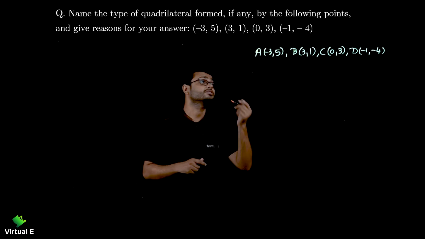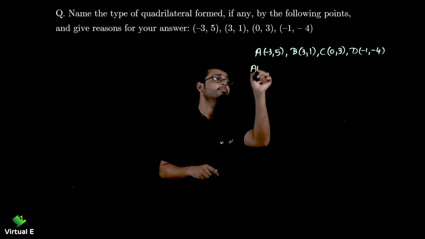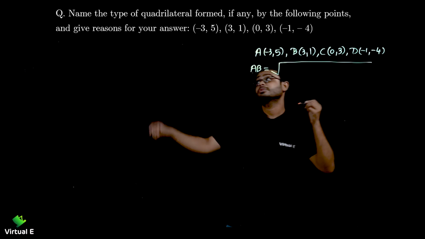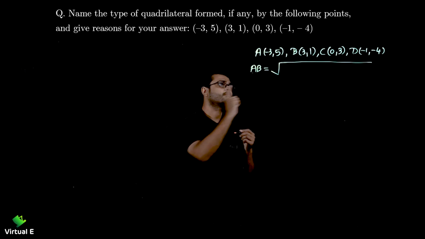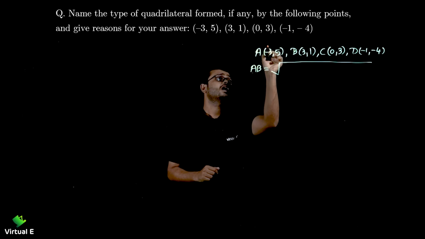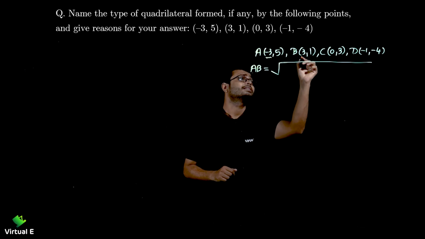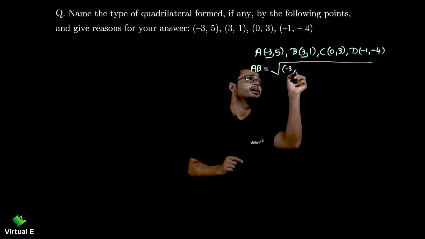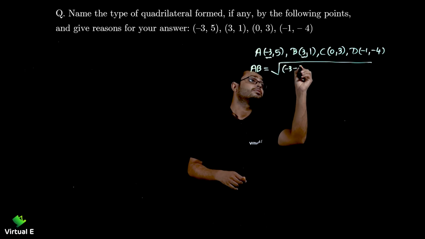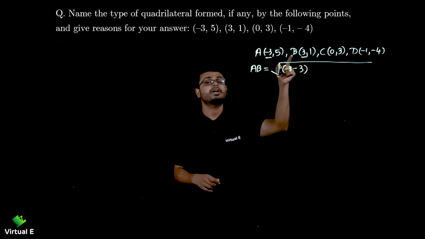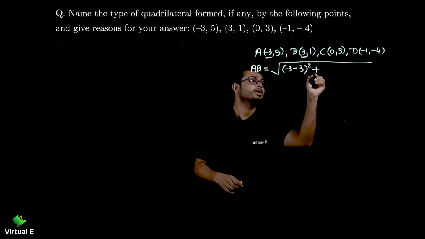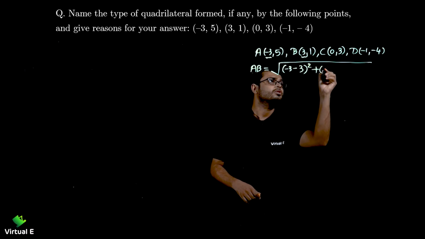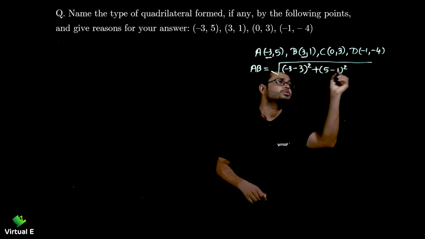Okay, so let's start. First, I will be finding AB. So AB is equal to the square root of, you know the distance formula. Okay, we are going to use that. Here, I will take this as x1 and this as x2. So -3 and -3 again. See, my x1 is 3, whole square. Plus, let's talk about y1 which is 5, y2 which is 1. So 5 - 1 whole square.